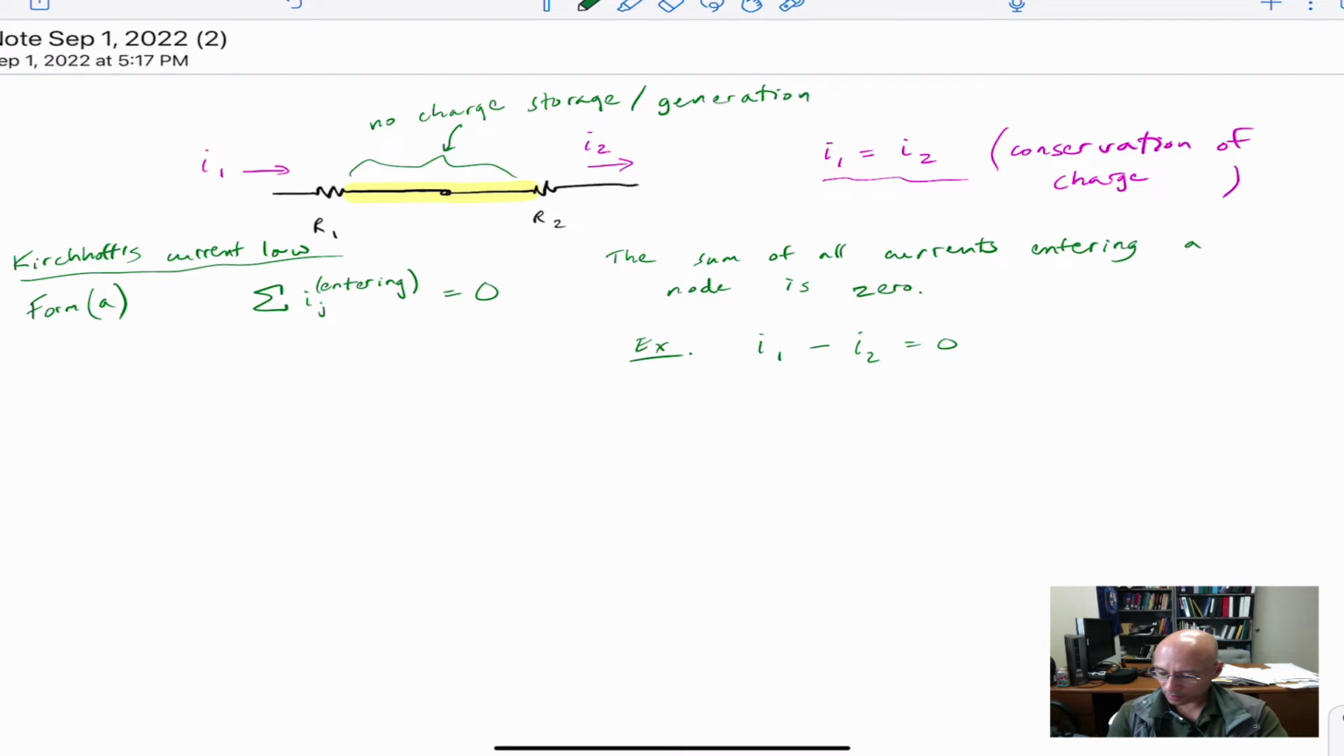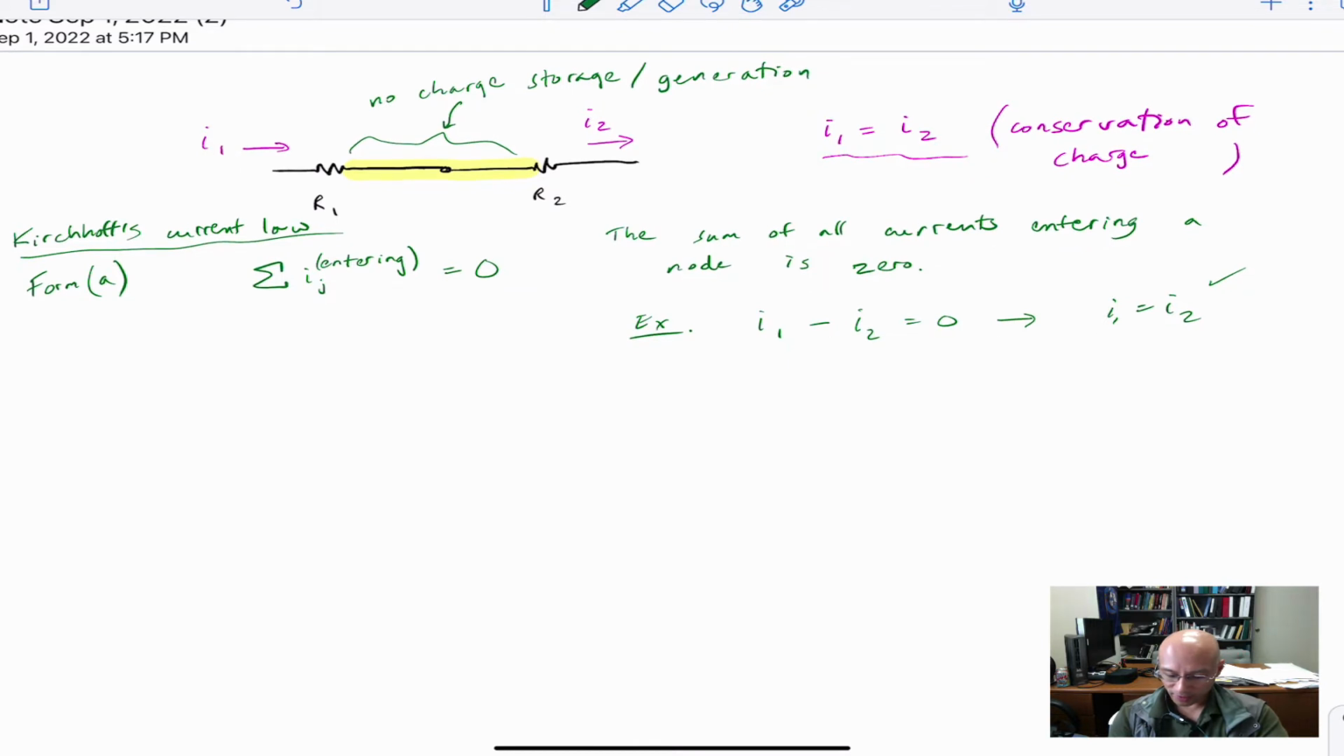Okay, so this relationship right here gets us the I1 equals I2 from above. And so that's validation and verification of what we know from conservation of charge. There's another form we can think about. Let's try form B. These are arbitrary names, by the way. I just made them up, form A, form B.